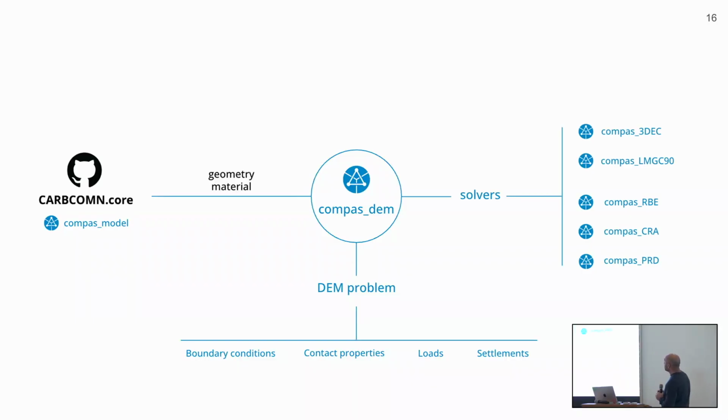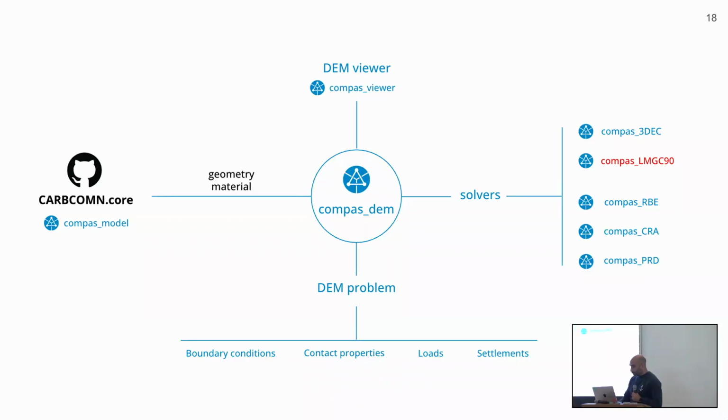What I want to show you is the flexibility of this infrastructure thanks to COMPAS, and I will show you also how in this infrastructure we implemented a solver that was not there before, developed by external partners. And at the end, because COMPAS DEM is connected to COMPAS Viewer, we developed a DEM viewer, and the idea in CARBCOMN is that each submodel has its own viewer, but they can all be read through the CARBCOMN Core infrastructure.